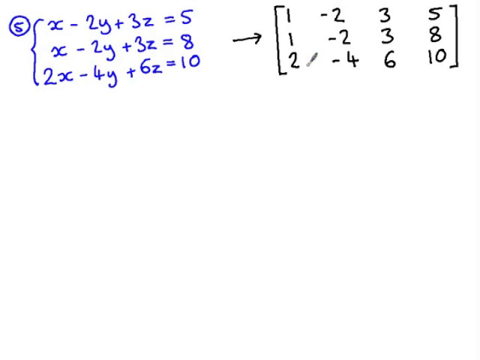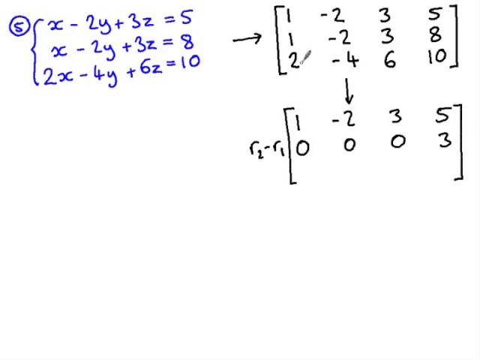Here's example number 5 in matrix form, and I'll perform a couple of elementary row operations to see if we can solve the system of equations. So replacing row 2 with row 2 take row 1, and replacing row 3 with row 3 take 2 lots of row 1. So you see this time we've ended up with a row that consists of 0 coefficients of x, y and z and then 3 as a constant, and a whole row of zeros.